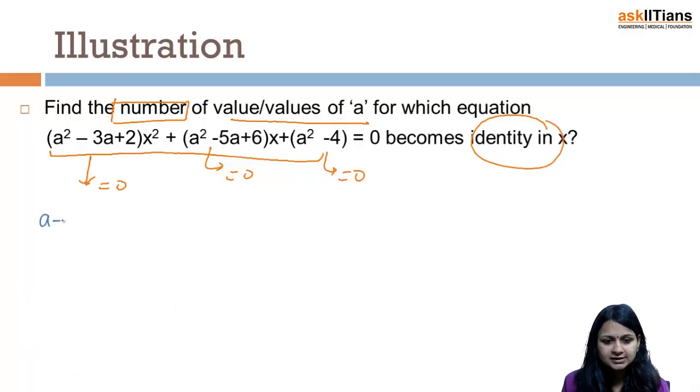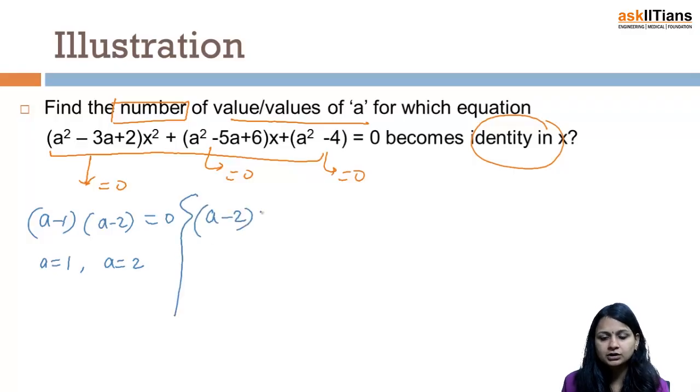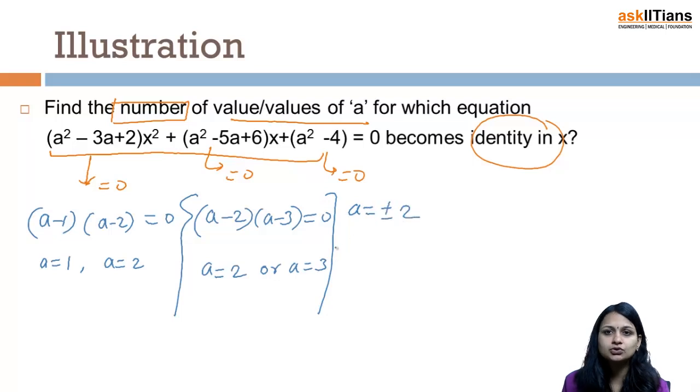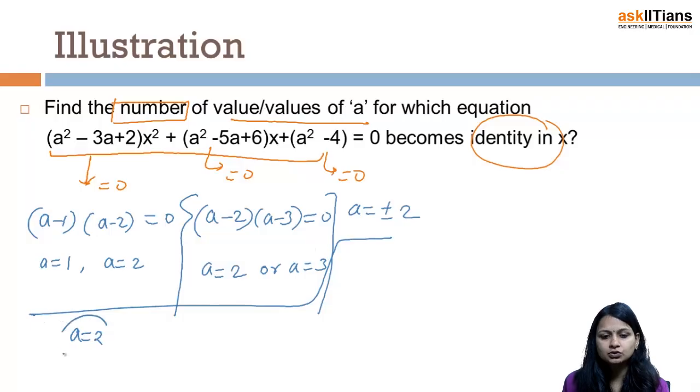Let's find it. This says (A minus 1)(A minus 2) equal to 0. This gives me two values, A equal to 1 or A equal to 2. From the next one, I have (A minus 2) into (A minus 3) equal to 0. This gives me A equal to 2 or A equal to 3. And finally, I have A square minus 4 equal to 0. So, A equal to plus minus 2. Is there any common value? Yes, I have. That is A equal to 2. But I don't have to say the answer is 2. So, the number of values of A that is possible is only 1.